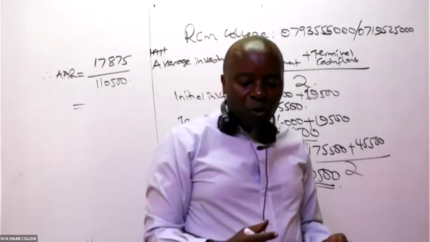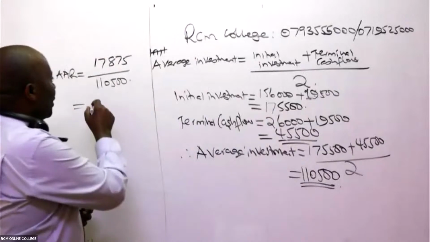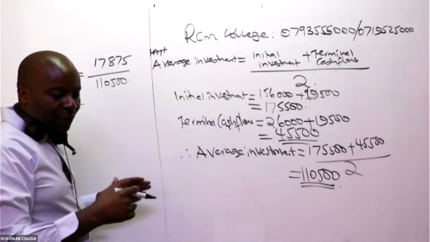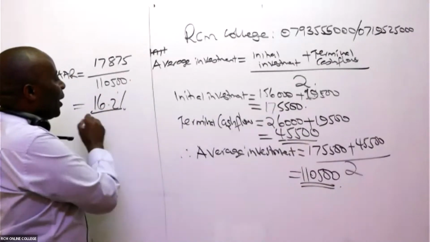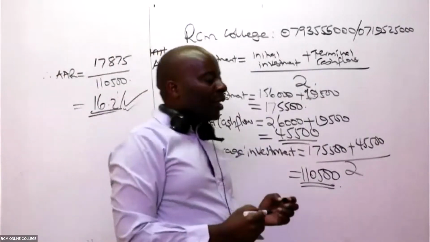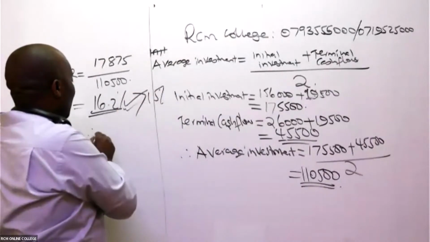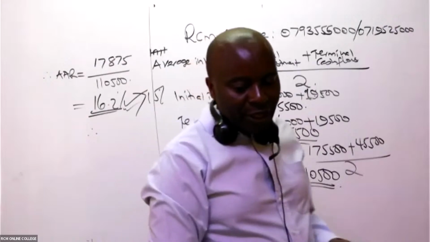This is now what gave you 16 point something. This is what gave our students 16 point something. Either way, if you look at the final marking scheme, not the one that I have there, they were giving full marks. So this is more than 15%, and therefore the project is viable.